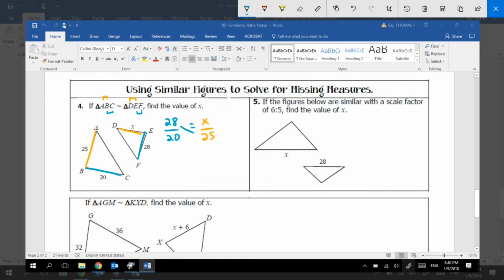So 28 times 25 is going to be 700, equals 20 times X, which is just 20X. Then we're going to divide by 20 to get our X alone. So X equals 35. And there you have it. So now, you guys try number 5, knowing that the scale factor is 6 over 5. The scale factor is 6 over 5. And that's going to equal, using the other values you see there, try number 5.